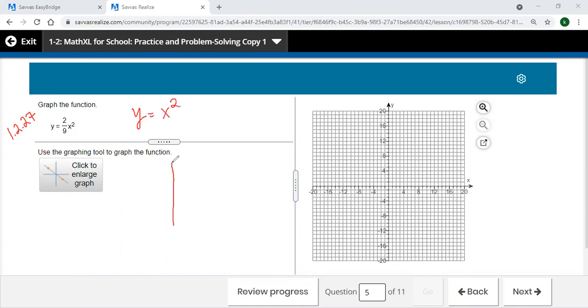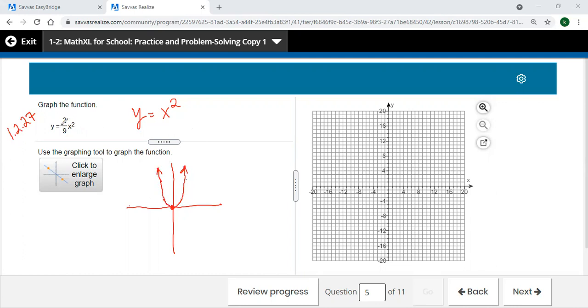Hopefully you remember that's your basic parabola. 0 for x would give you a 0 for y, 0 squared. 1 would give you a 1. Negative 1 squared is positive 1. And then when you go to 2, it's up there at 4. Negative 2 is up there at 4. So it's that one that's got that curve to it for your basic parent graph of a parabola.